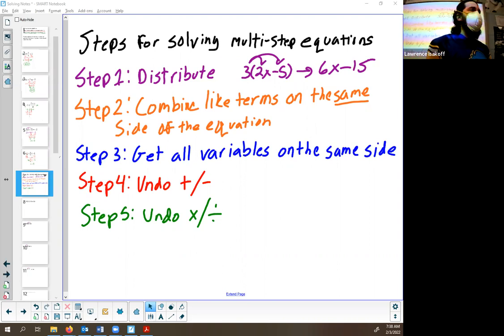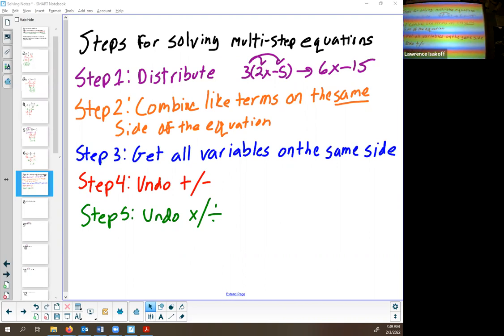So I'm going to give you some time to copy this down. I know this is a little bit of writing. Then we'll get into our notes. Anytime I have to do my distribution step, you're going to see me writing in purple today. Anytime I have to combine like terms on the same side, that's going to be in orange. Getting all variables to one side will be in blue. Undoing addition and subtraction will be in red, just like we did for 2-step equations. And undoing multiplication and division will be in green. So I'll give you a moment to copy that down.